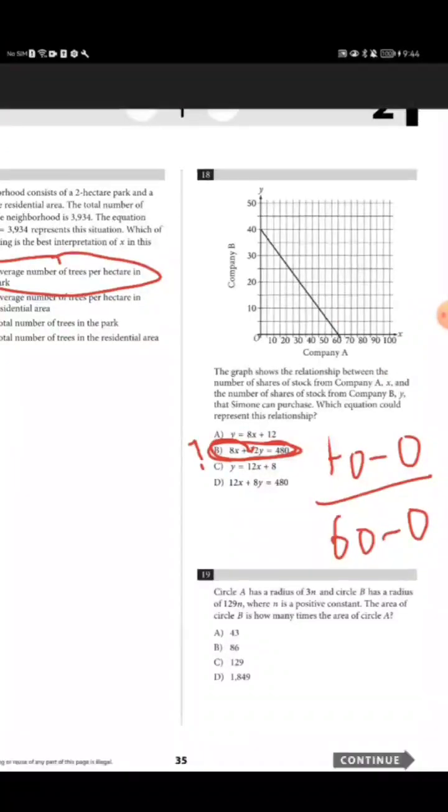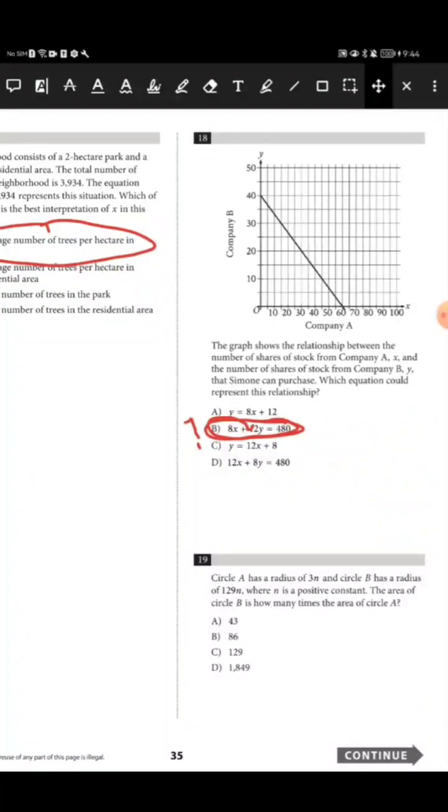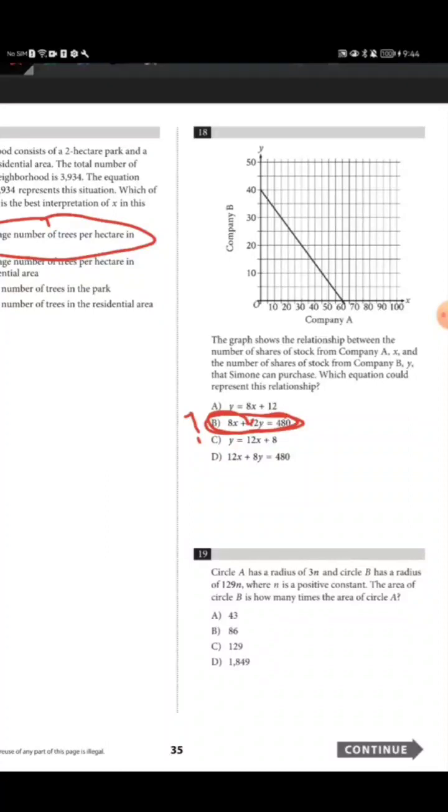Moving on to question number 19. Circle A has a radius of r of 3n, and circle B has a radius of 129n, where n is a positive constant. The area of circle B is how many times the area of circle A? So the area of a circle is pi r squared.